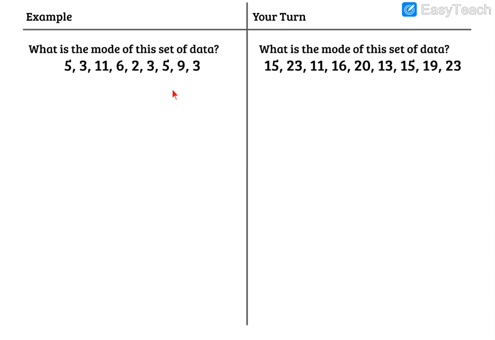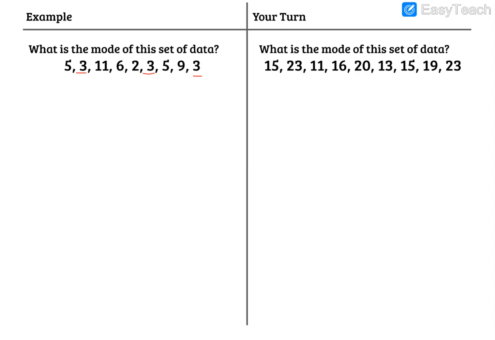So we're going to have a go at finding the mode of a set of data. I'm going to do this one on the left. You can do the same thing with this one on the right. So we've got our data here. It goes 5, 3, 11, 6, 2, 3, 5, 9, 3. Now it looks to me like there's a whole bunch of 3s there. How many 3s were there? There was 1, 2, 3 3s.